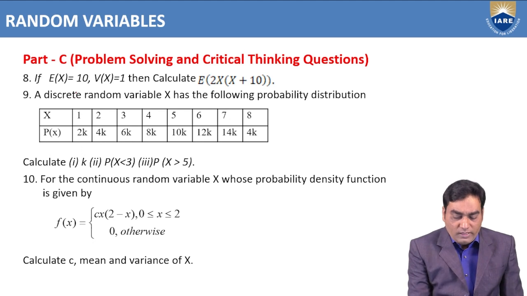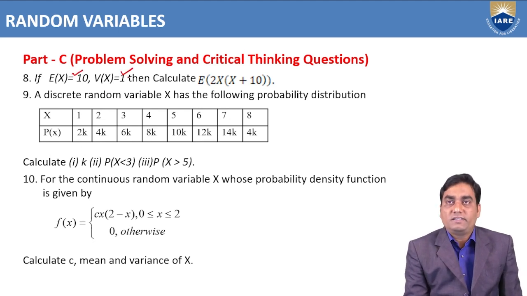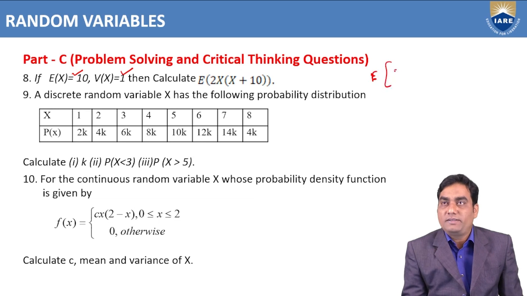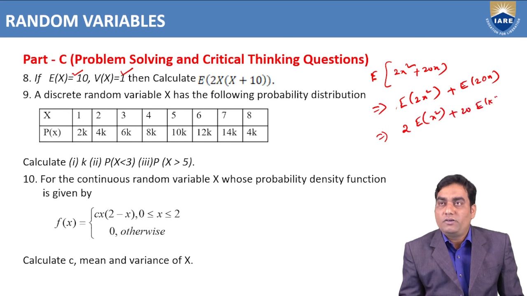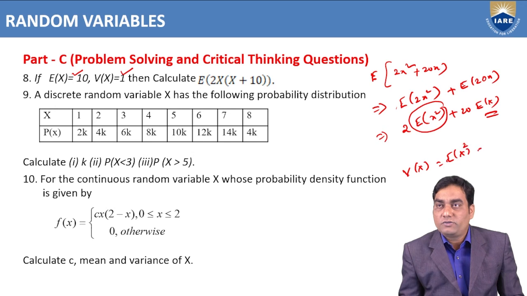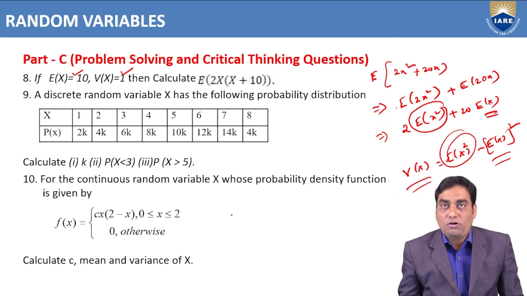And 8th problem, expectation of x is given, variance of x is given. We need to find out the expectation of some other value, 2x square plus 20x. By using the properties of mass function and density function, we can separate it like this: E of 2x square plus E of 20x. But a constant we can take outside: 2 into E of x square plus 20 into E of x. This value is given as 10, this value is not given. But we can find it since variance of x equals expectation of x square minus the square of expectation of x. From this we can find this value, because we know the other two values. Like this, we can solve all the problems.